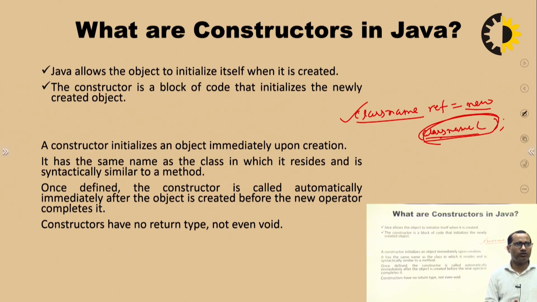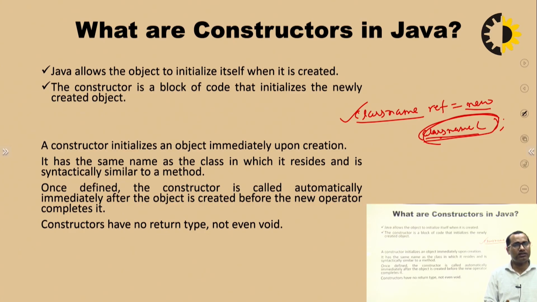Java allows an object to initialize itself when it is created, because this method is automatically called when the object is created. We can define the constructor as a block of code that initializes the newly created object. A constructor initializes an object immediately upon creation. That means as soon as the object is created, the constructor is called automatically and the object is initialized. It is syntactically similar to a method, with some differences of course, but more or less similar.